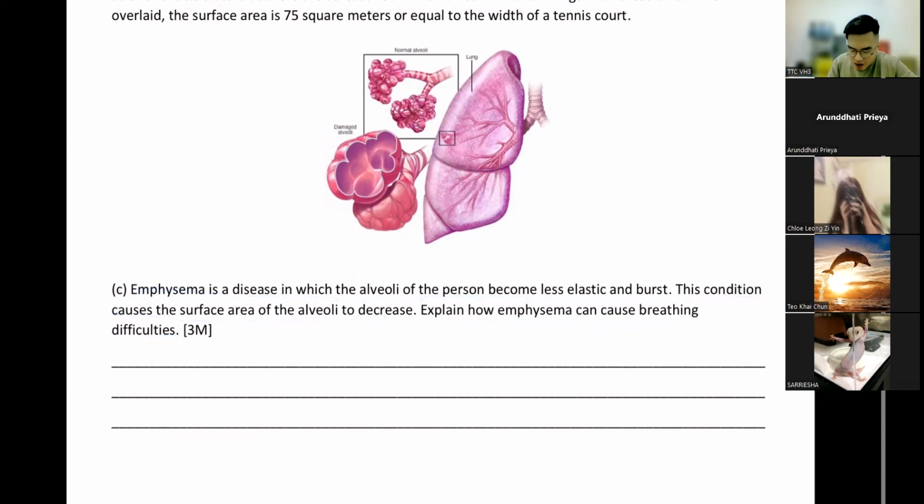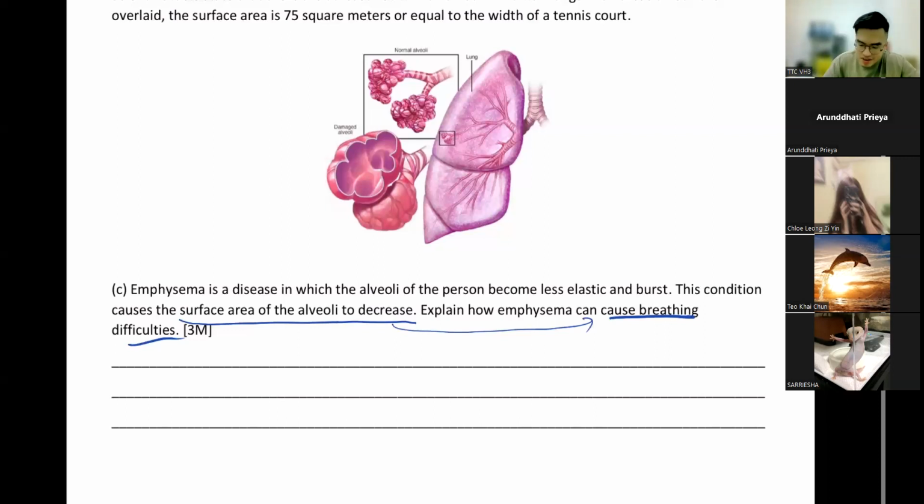Okay, that means how is this related to this? How can decreased alveoli cause breathing difficulty? Okay, your answer is correct, but that's a guess, that's 1 mark. I need 3 points though. Okay, first, why don't you tell me what is alveoli for? This is like just now, right?